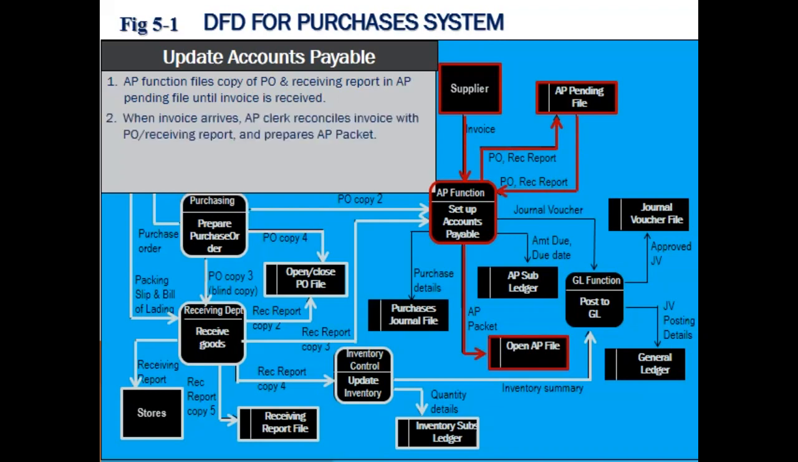When the invoice arrives, the AP clerk retrieves the two documents from the AP pending file and reconciles it with the invoice. He then prepares an AP packet comprising the three documents and keeps that in an open AP file. An update is made to the purchaser's journal and the AP subsidiary ledger, since the liability should be recorded when the goods have arrived. The AP clerk then prepares a journal voucher and sends that to the GL function.